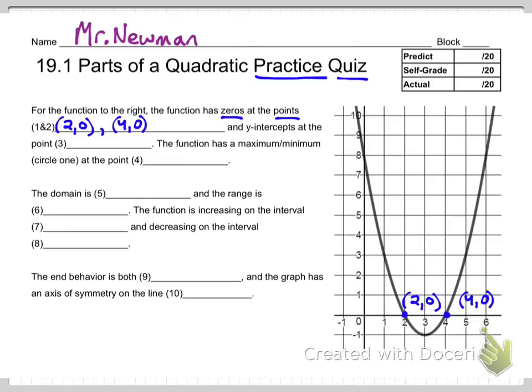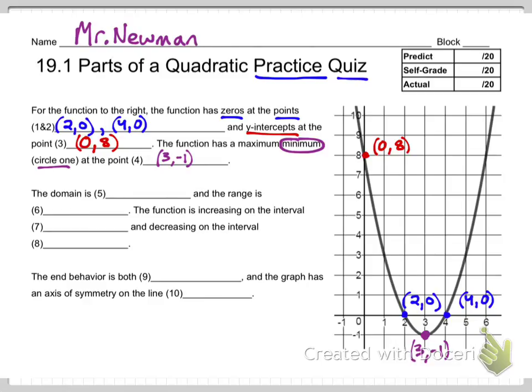And there's a y-intercept at the point, the red point there, (0, 8). So I'm going to write that in the y-intercept because it hits the y-axis. The function has a maximum or minimum, and notice I'm supposed to circle one. So that purple point at the bottom there, that is a minimum, and that is (3, -1). So I'm going to circle the minimum, and I'm going to write the point (3, -1).